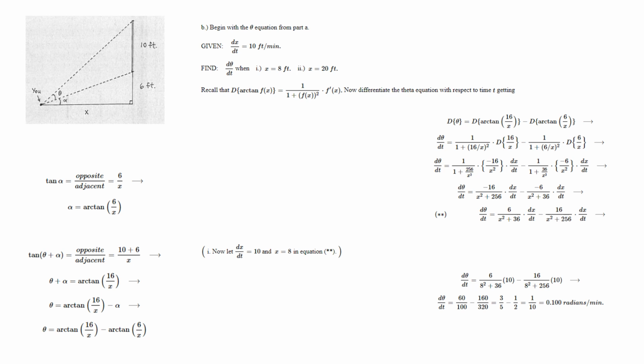So d theta dt is shown here. You have to use the chain rule, and notice that we're doing dx dt, and so we plug in the numbers that we have, and we'll find that d theta dt is going to be 1 over 10. So the answer should have been 1 over 10 for d theta dt when x was equal to 8 feet.